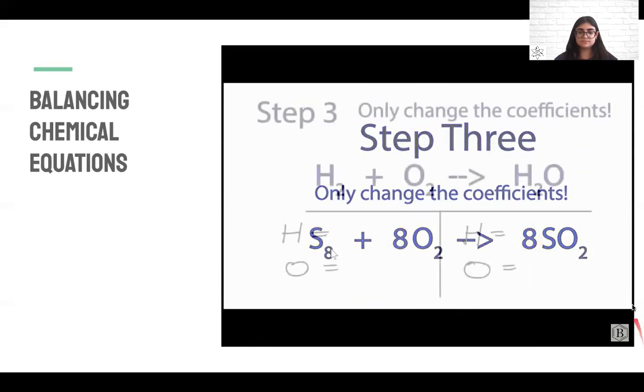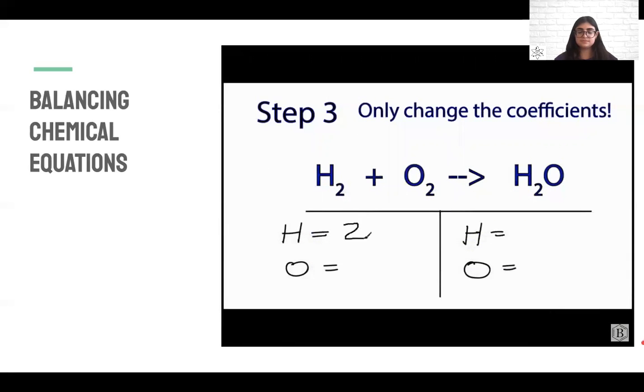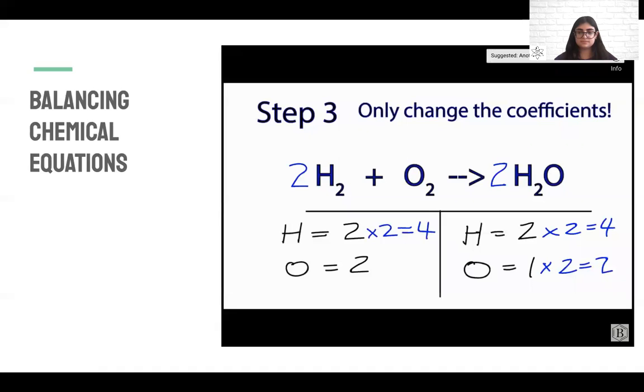Let's try another problem. In this equation, we have 2 hydrogens, 2 oxygens, and over here 2 hydrogens and 1 oxygen. How about, let's see, I'll put a 2 right here. So 2 times 2 gives me 4 hydrogens, but 2 times the 1 gives me 2 oxygens. So my oxygens are balanced now, but my hydrogens are messed up. What I can do over here is put a 2 in front of hydrogen, and now 2 times 2 gives me 4. And now the atoms on each side of the equation are the same. This equation's balanced.